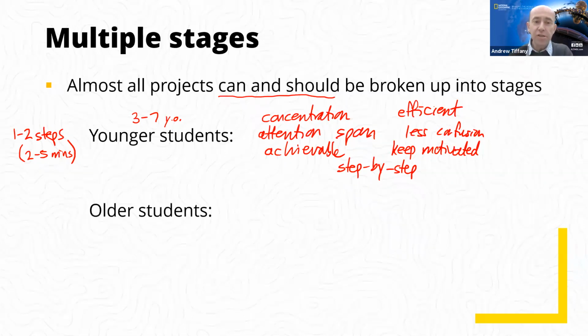Now, if we go to students who are a little bit older, and so here I'm going to say like 8 to 12, right? Let's finish off the young learner age range here. What are the reasons why it's good for them to have a project broken up into stages? Now, they have a longer attention span, right? They're less likely to be confused, probably. They can concentrate a bit better. But what else? What are some of the other reasons here?